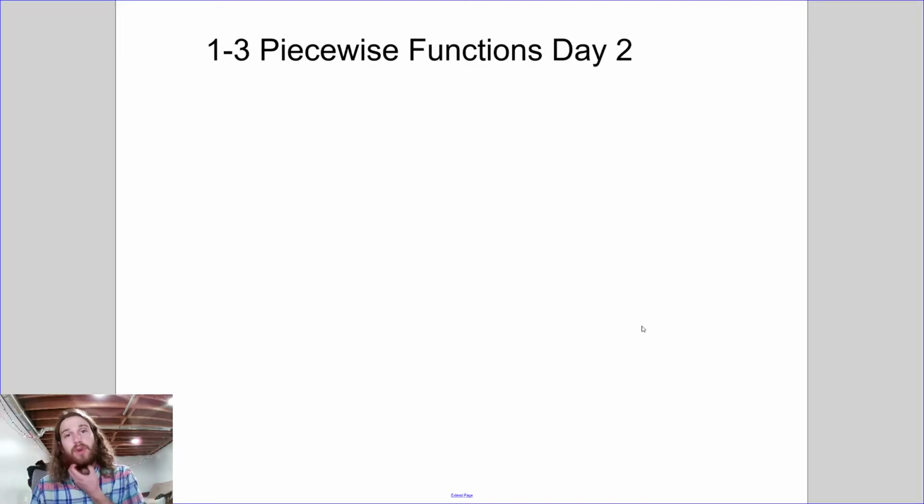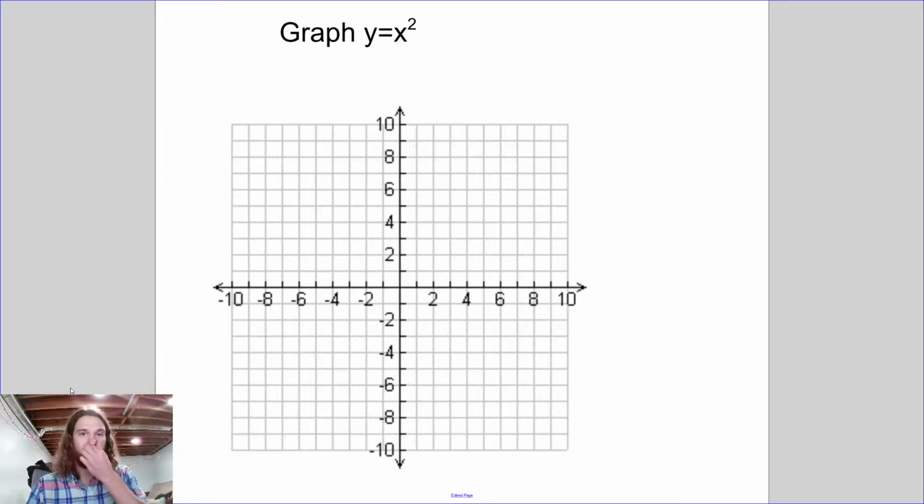Got a new camera, got a new microphone, so hopefully the sound's a little bit better, and we can continue forward from here. Let's get started with our Frankenstein functions continued here. Before we begin, today's functions are just going to be a little more complicated than the ones before, but really nothing too crazy.